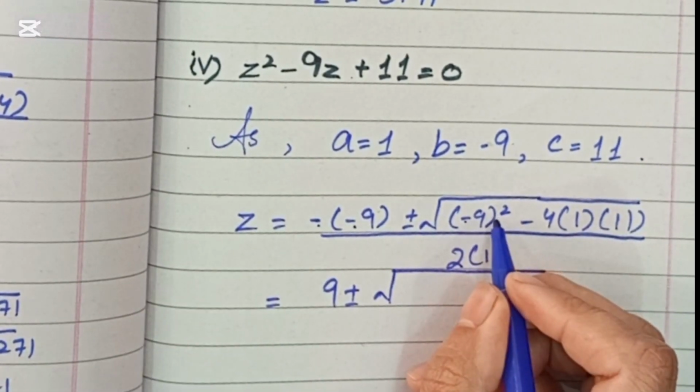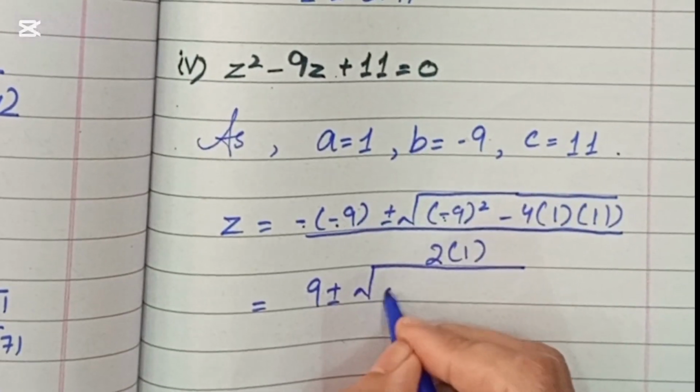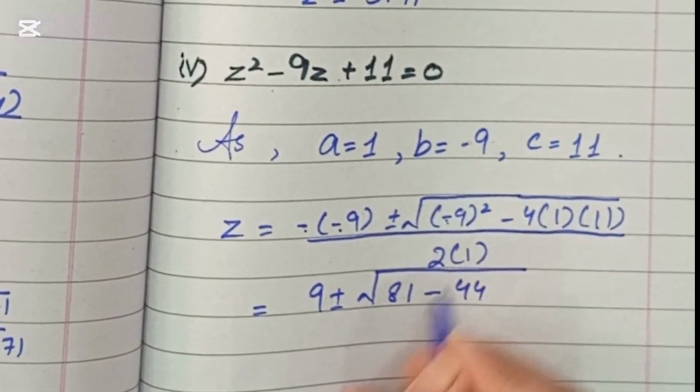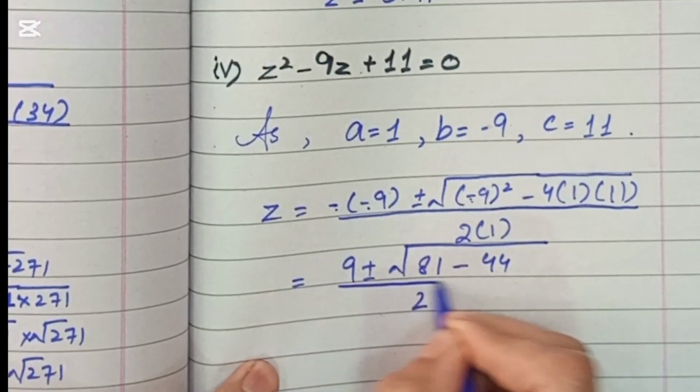Minus into minus is plus. 9 into 9 is 81. Minus plus minus 4 into 11 is 44. 2 into 1 is 2.